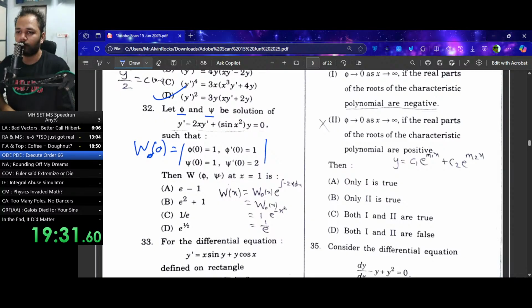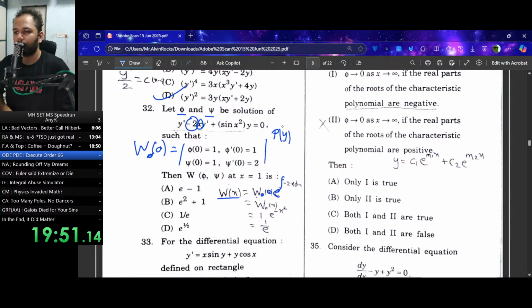They're asking for the Wronskian at x = 1. So by this formula, W(x) is equal to, actually it should be like this. Of course, the integration of e to the power of... What is the p term here? It is -2x, because it is the coefficient of the differentiation of y.